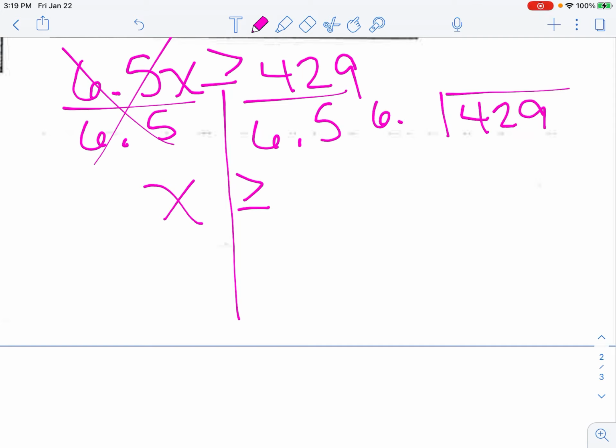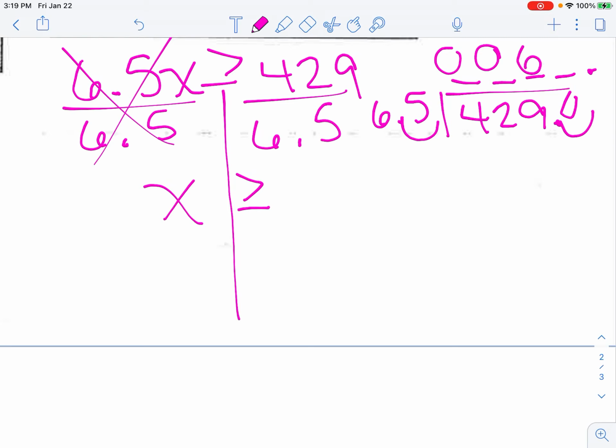429 divided by 6.5. Remember, when you divide by a decimal, if you have a decimal in the divisor, you've got to move it over. So I'm going to add a decimal in my problem and a 0 and move it over. So I need 1, 2, 3, 4 digits in my answer. So 65 can't go into 4. 65 cannot go into 42.